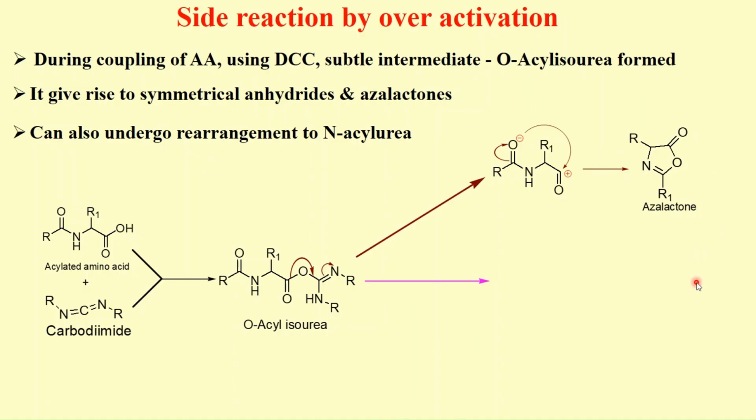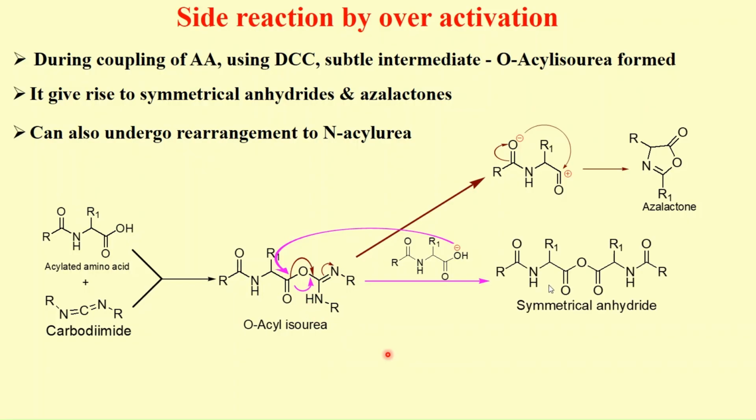This can also undergo another reaction. The O-acyl isourea can react with another acylated amino acid. This acylated amino acid can compete with the incoming amino acid. The OH lone pair of electrons attacks the carbonyl carbon of the O-acyl isourea and this gets kicked off to give N,N-alkylated urea and it gives rise to symmetric anhydrides. Symmetric anhydride is another byproduct which can be formed, or it can undergo rearrangement.